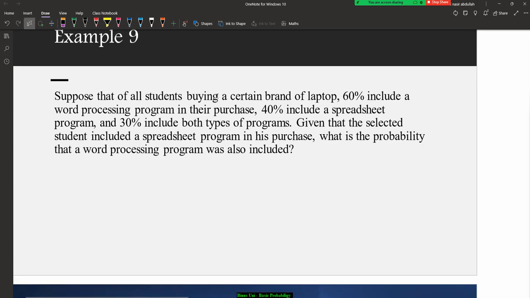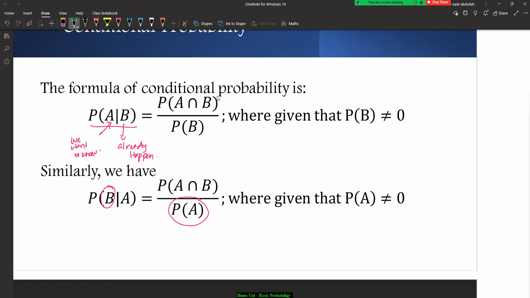Example number 9: suppose that among all students buying a certain brand of laptop, 60% include a word processing program in their purchase, 40% include a spreadsheet program, and 30% include both types of program, meaning Word and spreadsheet. Given that a selected student included a spreadsheet program in his purchase, we want to know the probability that a word processing program was also included. So the probability of W given spreadsheet is probability of W intersect spreadsheet divided by probability of spreadsheet. If you notice, whenever an event has already happened, it should be in the denominator.